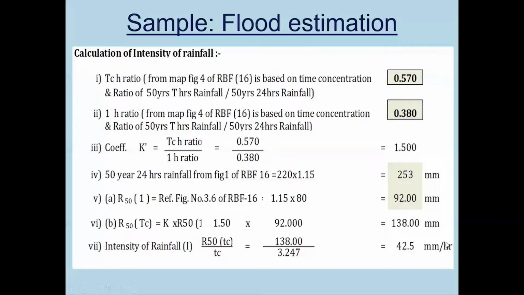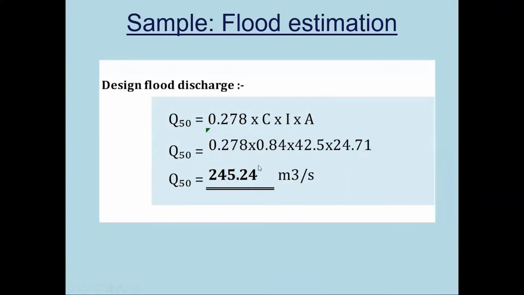This is 42.5 millimeter. So I have received I, I have received C, I know A, therefore C has been calculated, I has been calculated, A has been calculated. A is in square kilometer, I has to be in millimeter per hour, C is a coefficient. So based on that, that will come as 245.24. There is no query or any confusion till now on what we have covered.